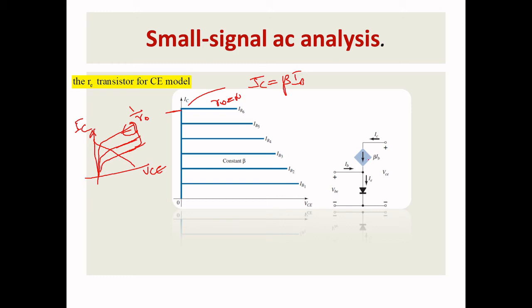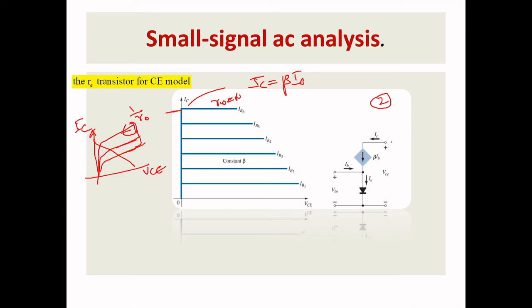It's a dependent current source. The IC current depends on IB current, so that's why it is a dependent current source. So the second step is completed. In the first step, what we have done is we have replaced the base emitter junction with a diode. In the next step, we have replaced the collector current with the dependent current source, beta times IB.